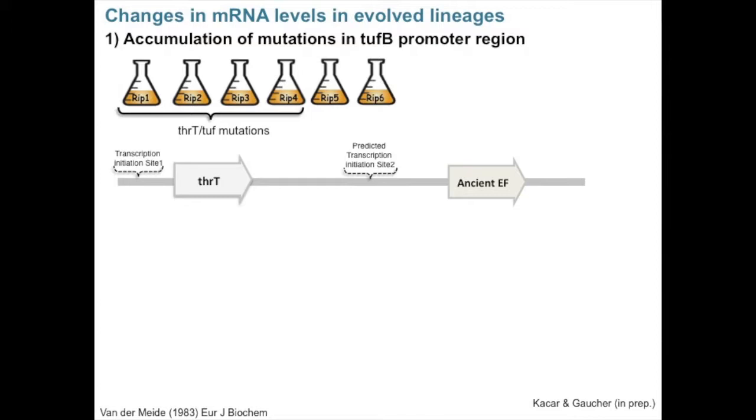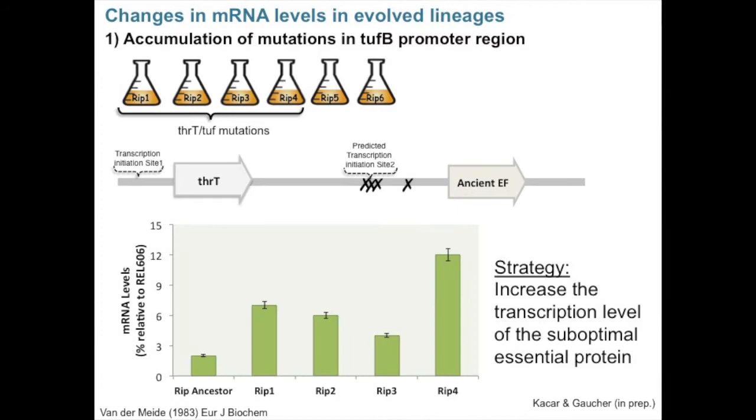The next thing that Betul did was she looked at these different mutations in the promoter regions of the TUF gene, and she looked at the transcript levels, okay? So here is the RIP ancestor, right? So this has relative transcript levels of about 2%. And notice then for these four strains here, these four lineages, where we have mutations in the promoter, these all increase transcription, okay? They increase transcription somewhere between 2 to about 5-fold. Right?